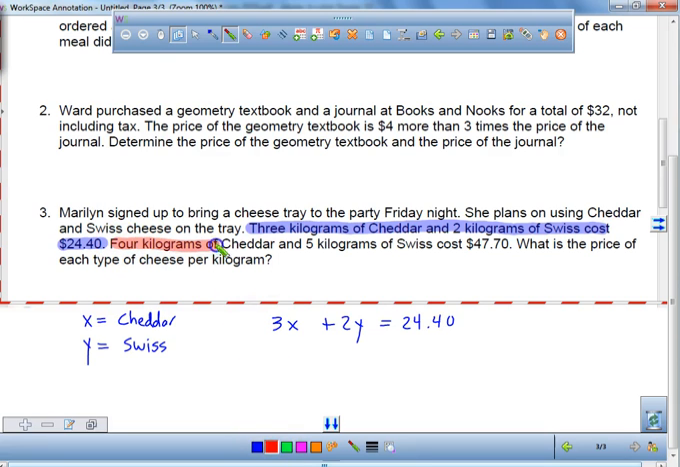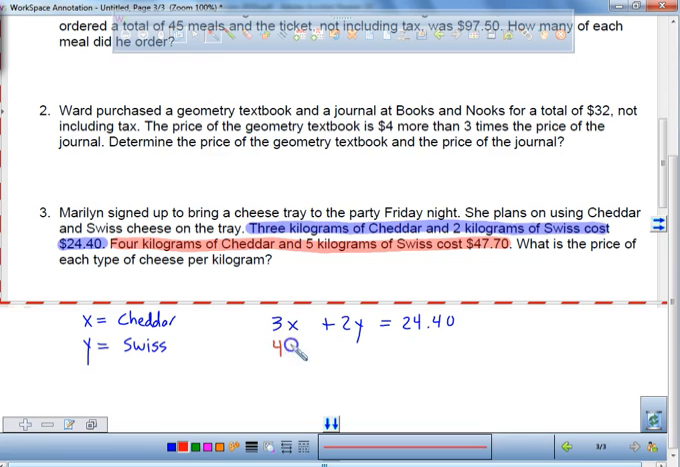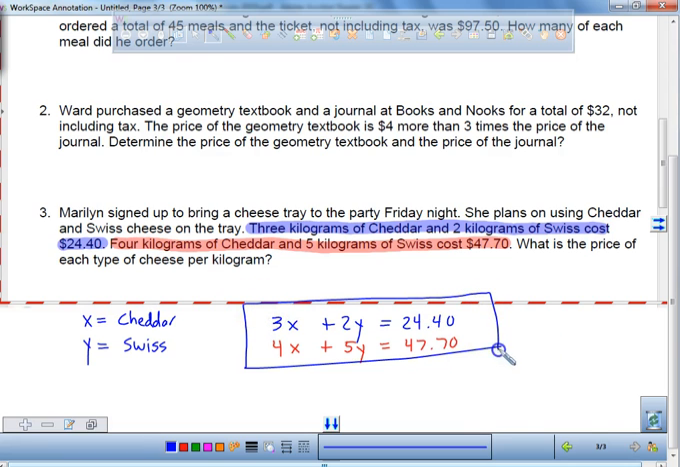This says 4 kilograms of cheddar and 5 kilograms of Swiss cost $47.70. So in red, I'm going to say 4 kilograms of cheddar and 5 kilograms of Swiss equal the total cost of $47.70. And there's my two system of equations. I'm just going to go ahead and type those in to Desmos and see where they cross. And it says, what is the price of each type of cheese per kilogram?